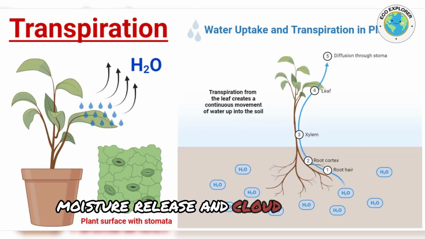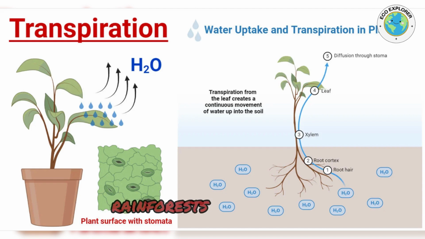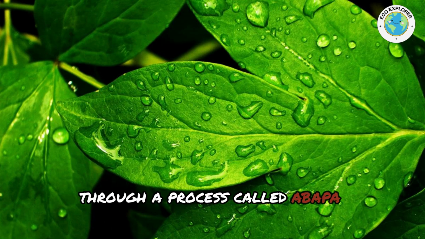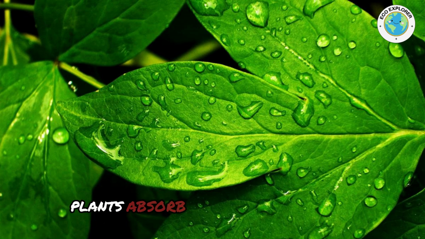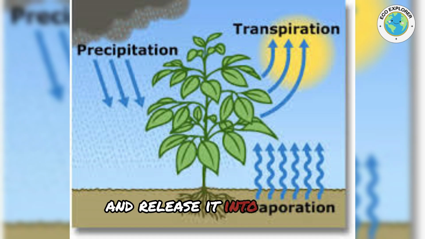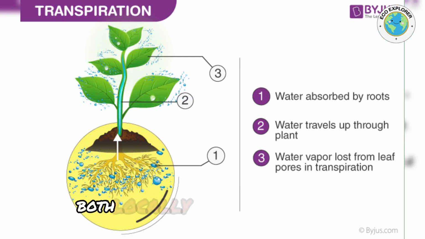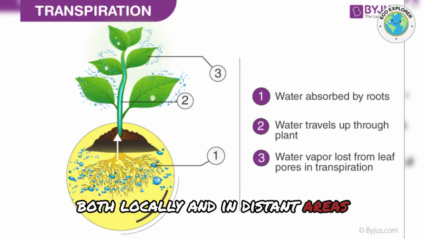Moisture release and cloud formation. Rainforests release vast amounts of moisture into the atmosphere through a process called evapotranspiration. Plants absorb water from the soil and release it into the air through their leaves. This moisture contributes to cloud formation, which can lead to rainfall both locally and in distant areas.